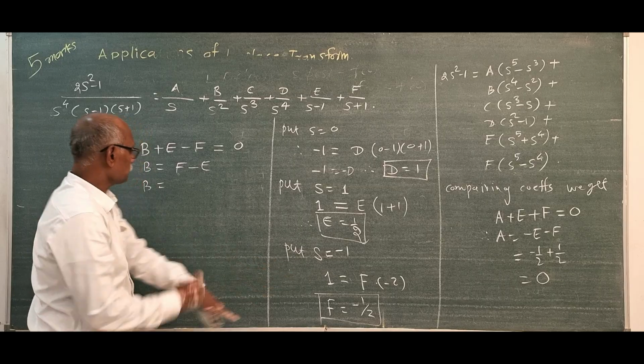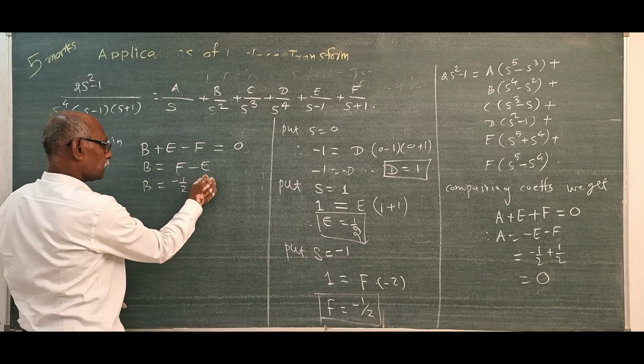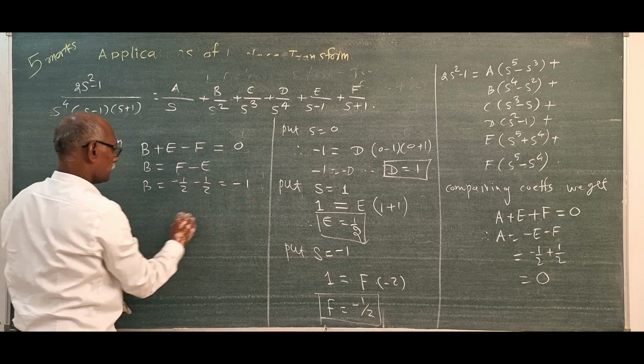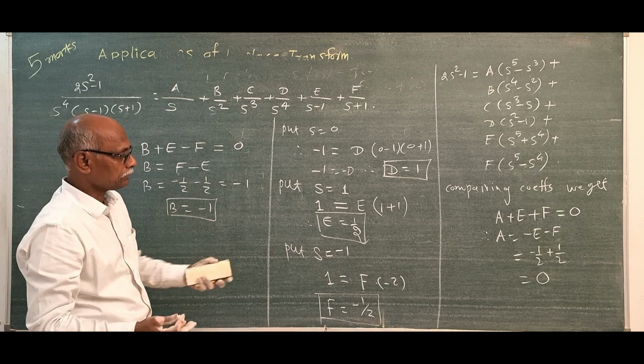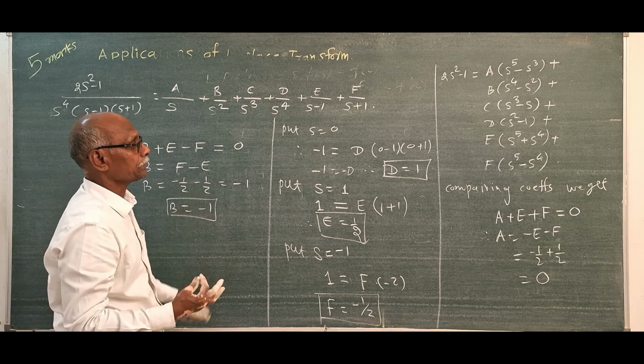You can observe that F is minus half and E is also half. So this comes minus 1. Therefore, you directly write B is equal to minus 1. A is 0, B is minus 1, now C is left.